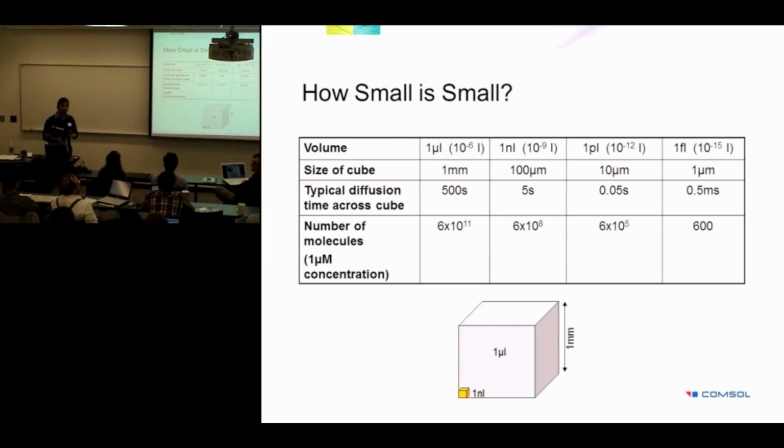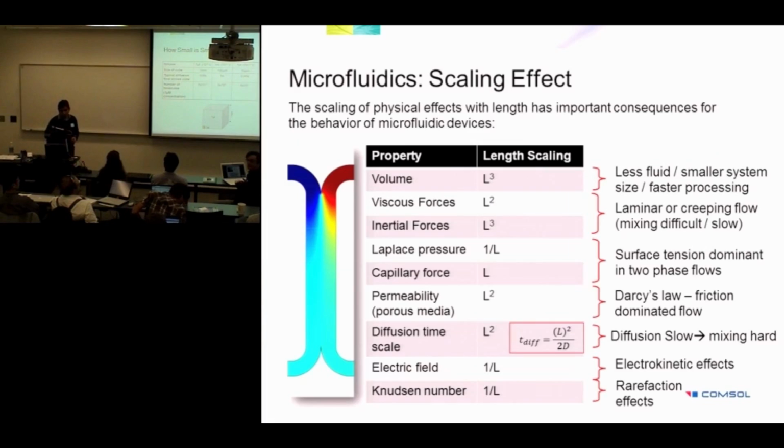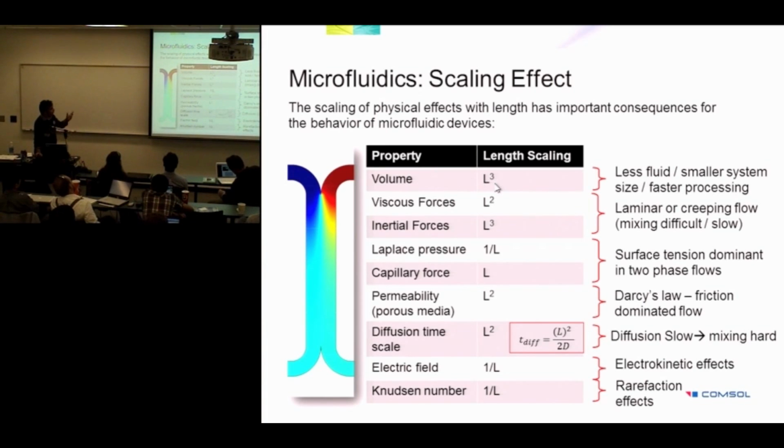But there are a few pros and cons if you reduce the size of your device and go into the microfluidic region. So let's revisit some of the scaling effects which you will get if you are going down in size, if you are reducing the size of your system. So what happens if you reduce the size? Basically the volume is proportional to L cubed, the cube of the length or the size.